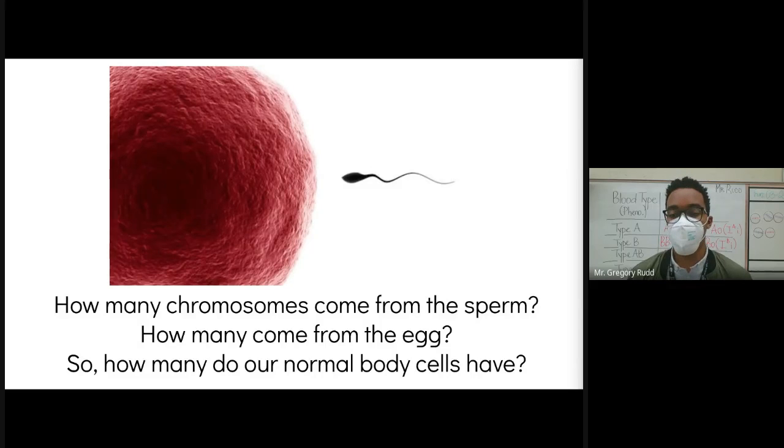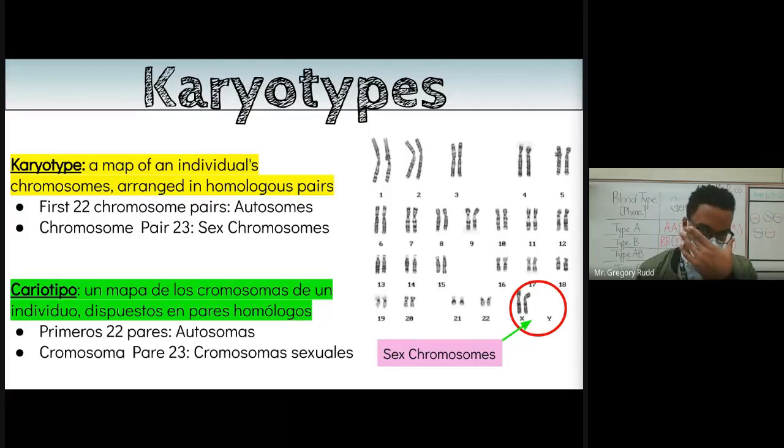How many chromosomes do? Yes, good. And what about from the egg? Yes, good. They both carry 23. So that means that a normal body cell has how many chromosomes? A healthy body cell. Good, 46, excellent. So this is where we start this conversation about what are called karyotypes.